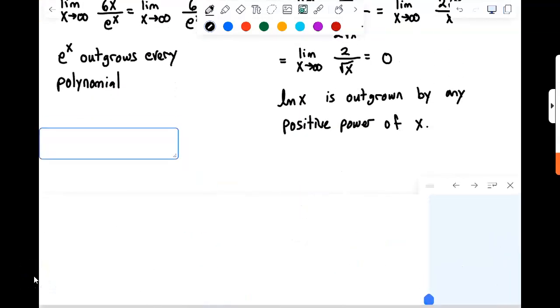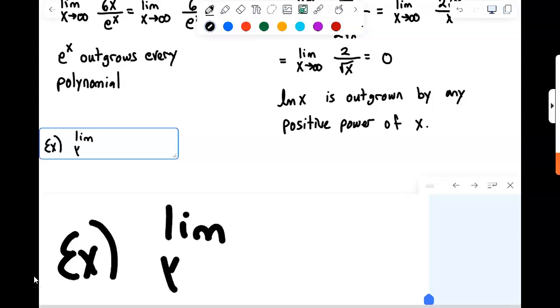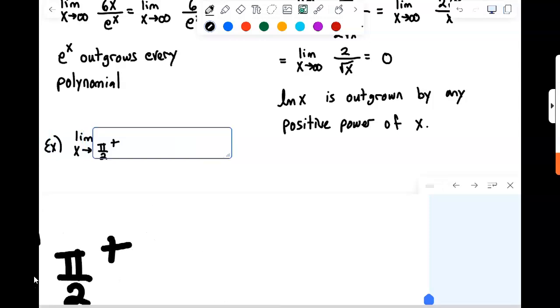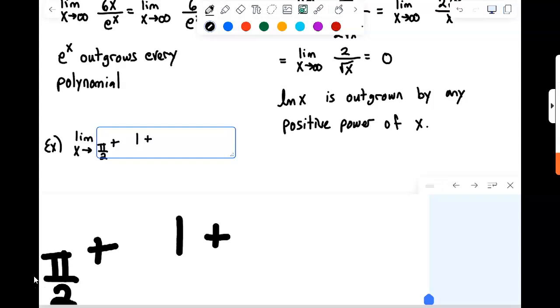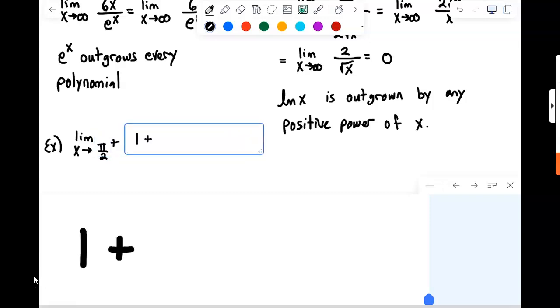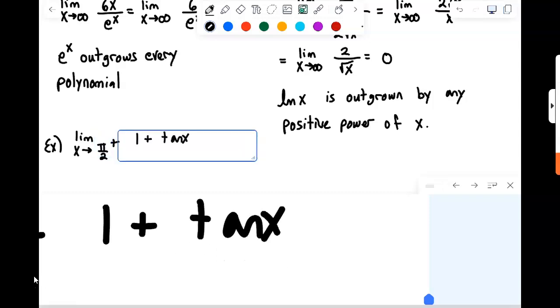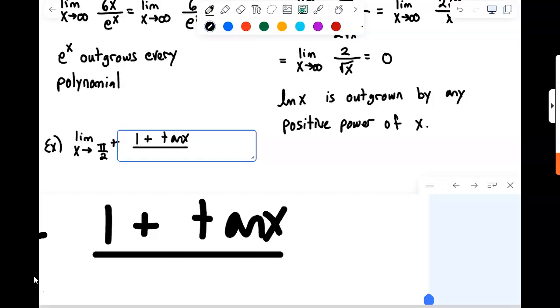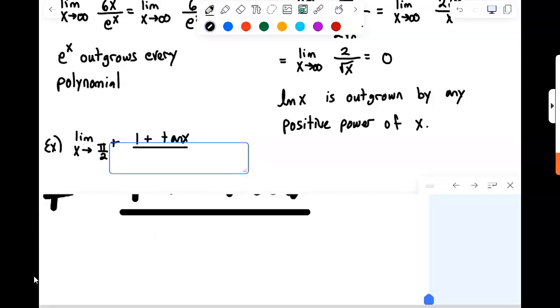Okay, so let's consider another example here. Limit as x approaches pi over 2 from above of 1 plus tangent x over secant x.